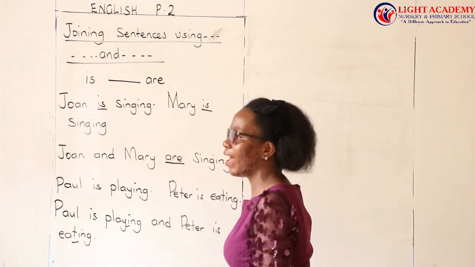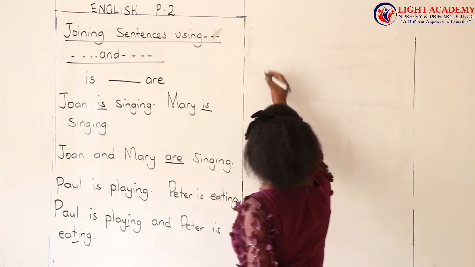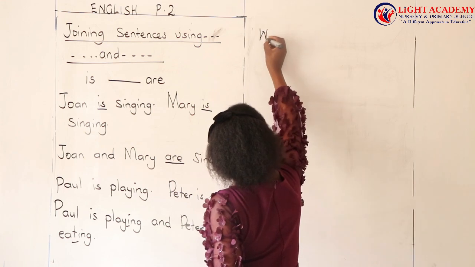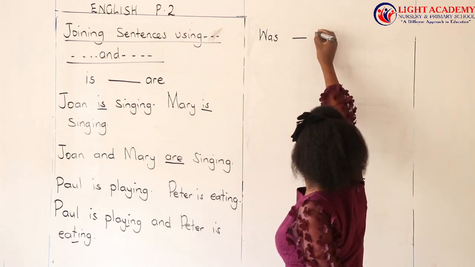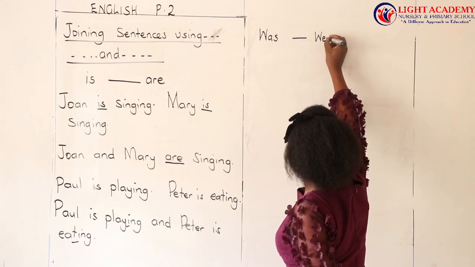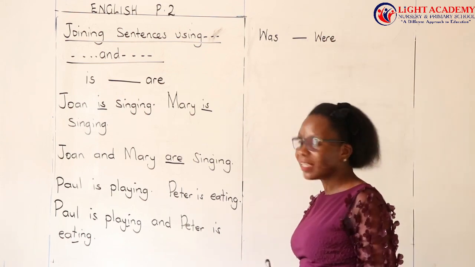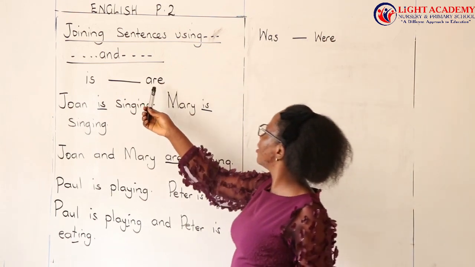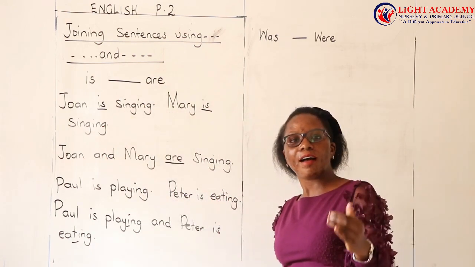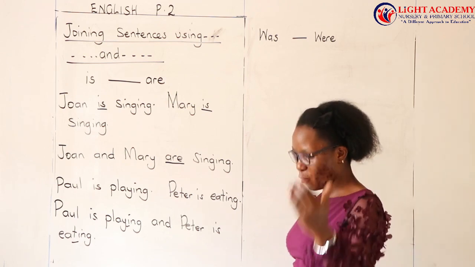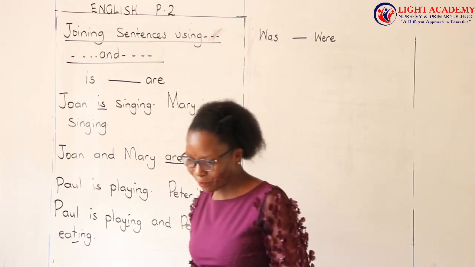I have another article that changes, and this article is "was," which also changes into "were." As "is" has changed into "are," even "was" changes into "were." Let us look at examples.